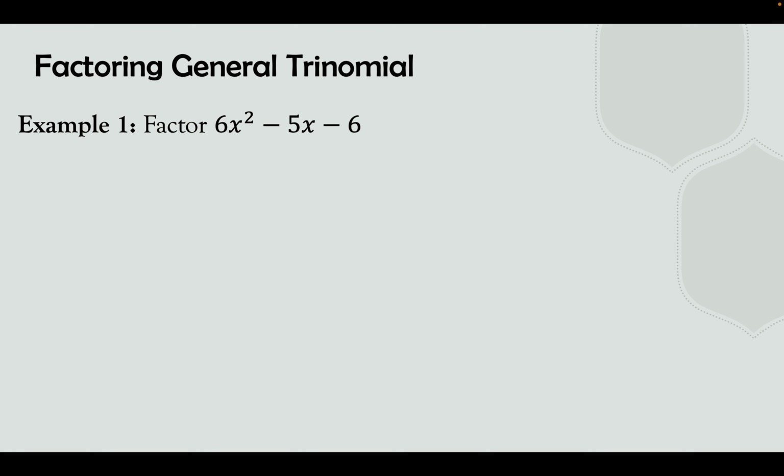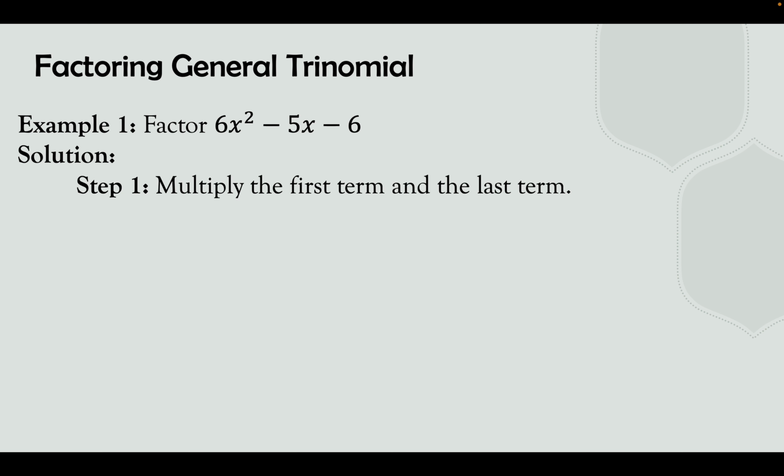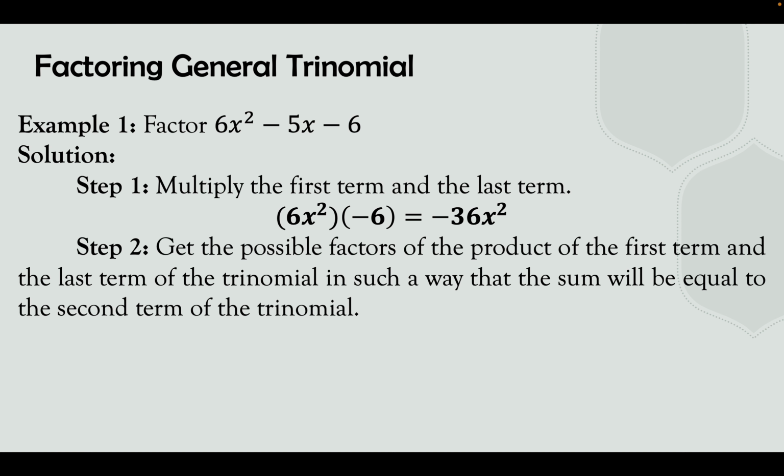So as example number 1, we have: factor 6x squared minus 5x minus 6. Step number 1, we need to multiply the first term, that is 6x squared, and the last term, that is negative 6. So we have 6x squared times negative 6, that is negative 36x squared. Step number 2, we need to get the possible factors of the product of the first term and the last term of the trinomial in such a way that the sum will be equal to the second term or the middle term, that is negative 5x, of the trinomial.